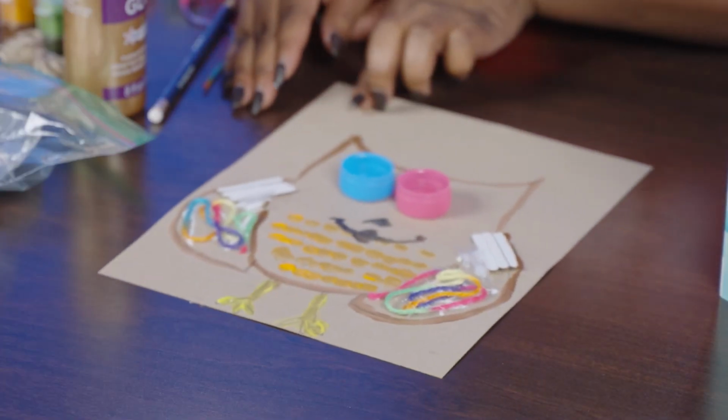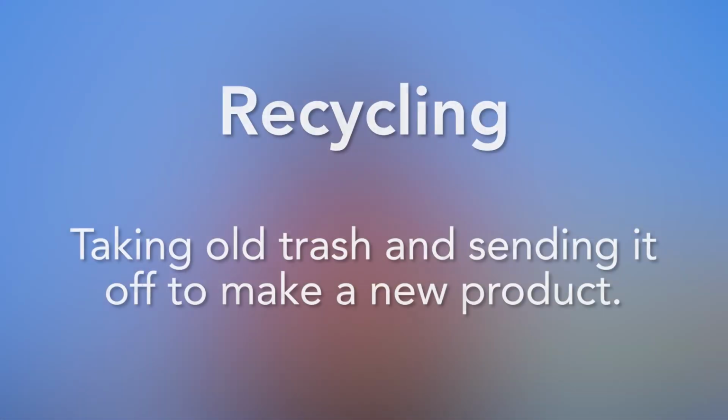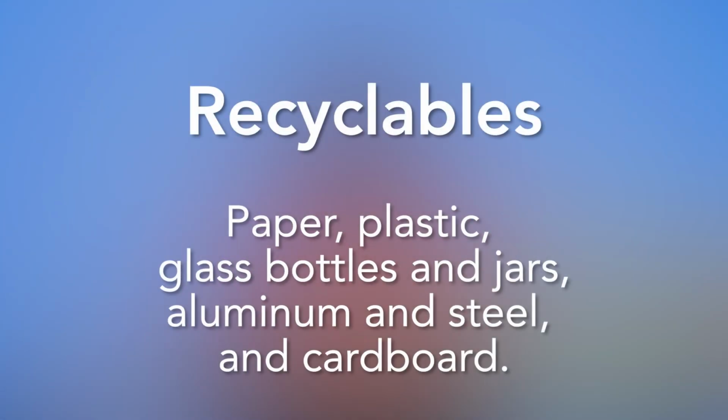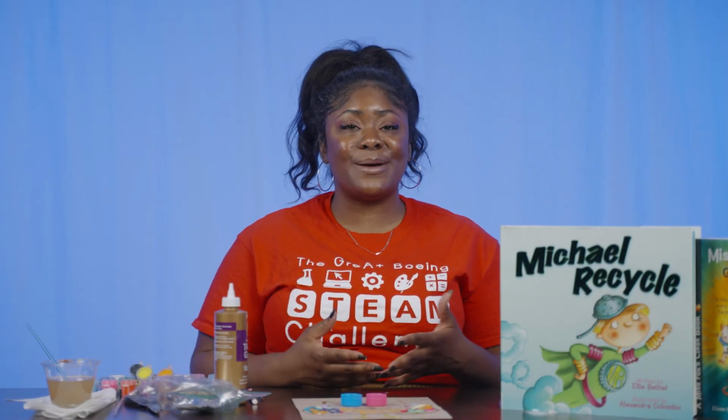All right, STEAM scholars, we learned so much about recycling today. Recycling is taking old trash and sending it off to make a new product. Recycled items can be used over and over again. Things that can be recycled are called recyclables. Recyclables are paper, plastic, glass bottles and jars, aluminum, steel, and cardboard. Items that are not wanted or worthless are known as garbage.